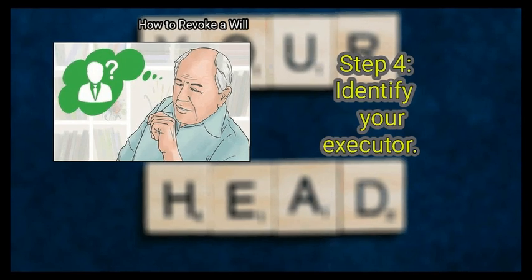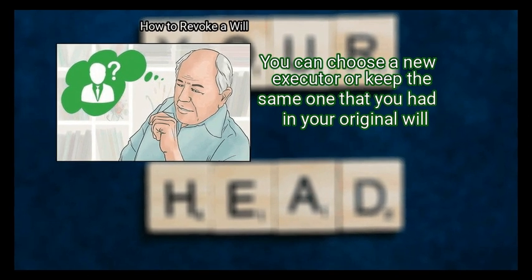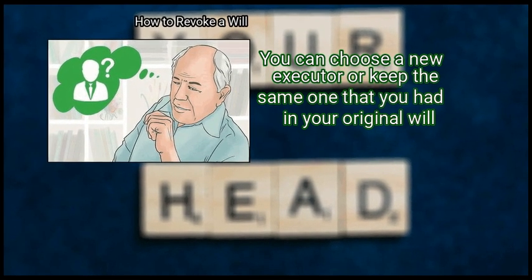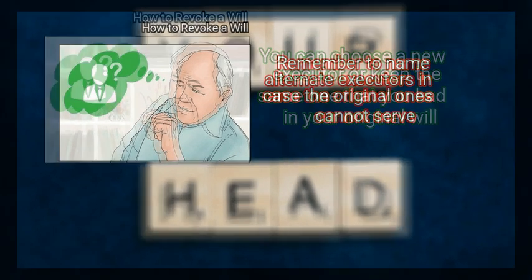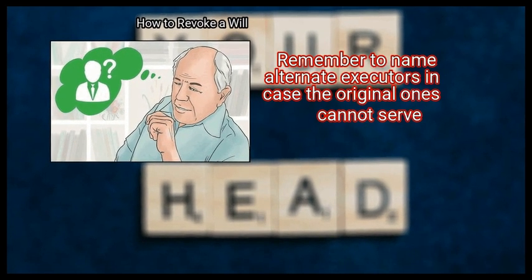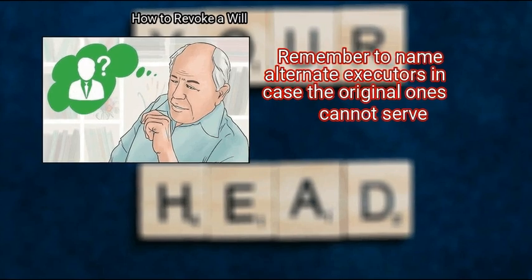Step 4. Identify your executor. You can choose a new executor or keep the same one that you had in your original will. Remember to name alternate executors in case the original ones cannot serve.